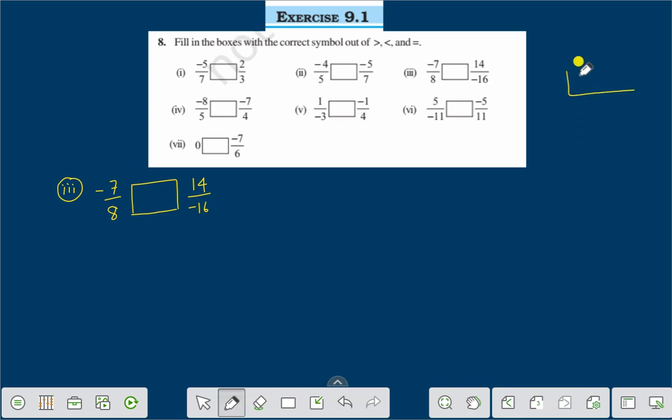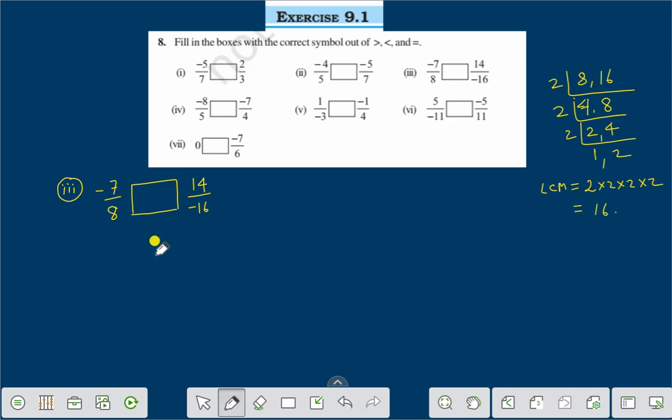Let's find the LCM of 8 and 16. Here it is 8, here it is 16. If we divide by 2, 2 4s are 8 and 2 8s are 16. Again by 2, 2 2s are 4 and 2 4s are 8. And again by 2, 2 1s are 2, 2 2s are 4. Therefore, LCM is equal to 2 into 2 into 2 into 2, and that comes to 16. The LCM is 16. Right?